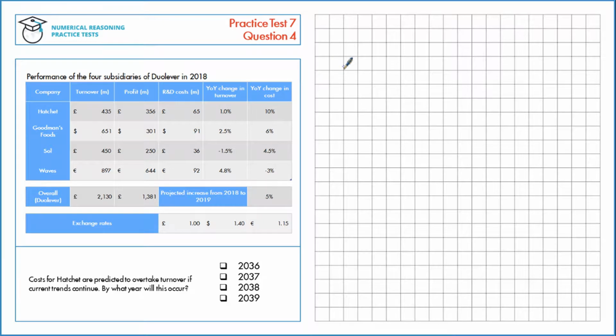Costs for Hatchet are predicted to overtake turnover if current trends continue. By what year will this occur? First, we need an expression for the costs in a year. So let's calculate for Hatchet, that's this one here. Let's first calculate the costs.